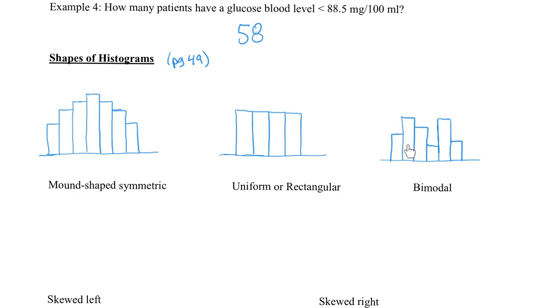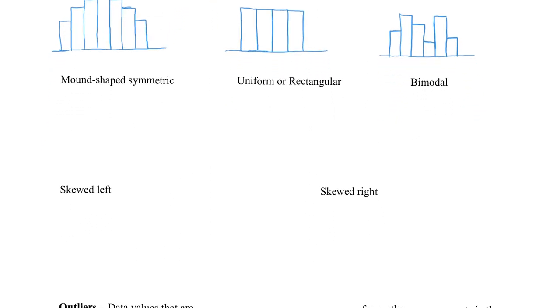They have these two peaks, and how you define this is not agreed upon. Sometimes they have to be the same height; sometimes one could be taller, but it's still like two peaks. So it won't matter to us. We'll just have to be aware that bimodal just means there are these two peaks, and we really won't see too much of those. Now the next two we'll see quite a bit: skewed left and skewed right.